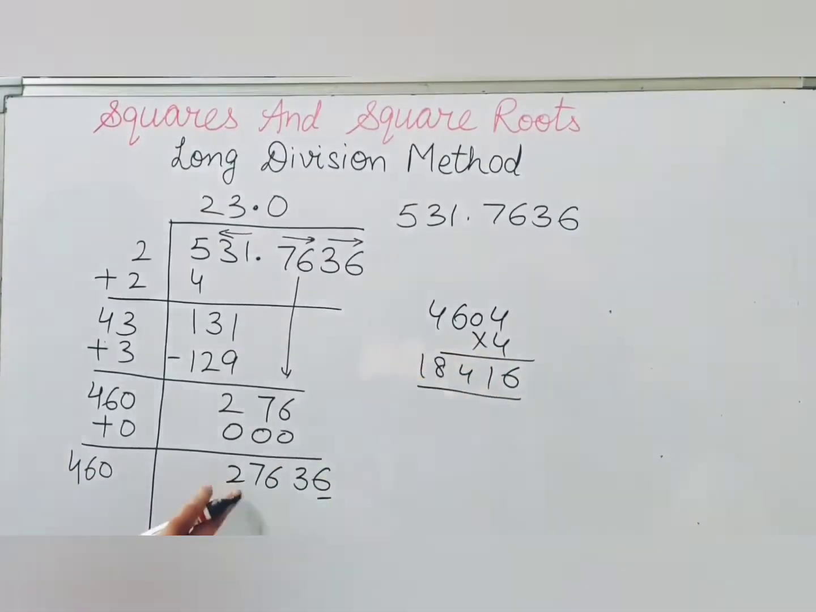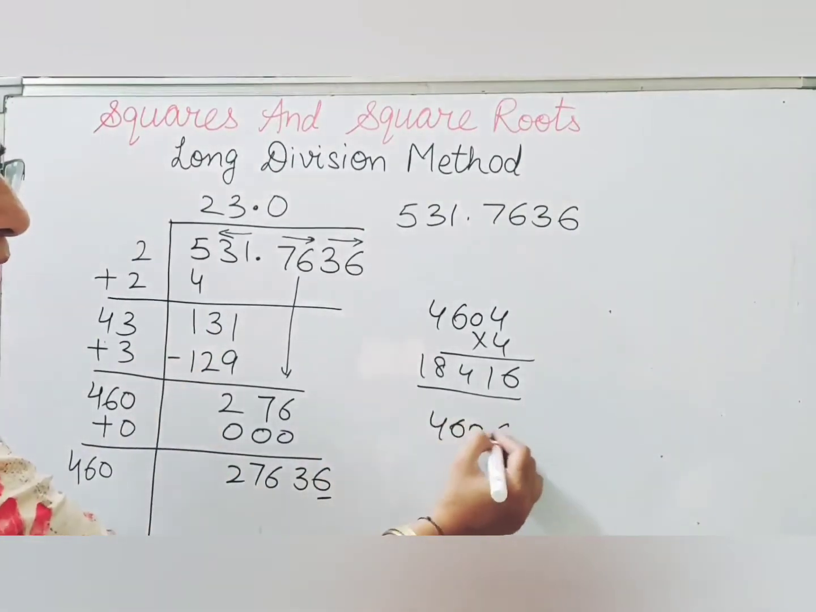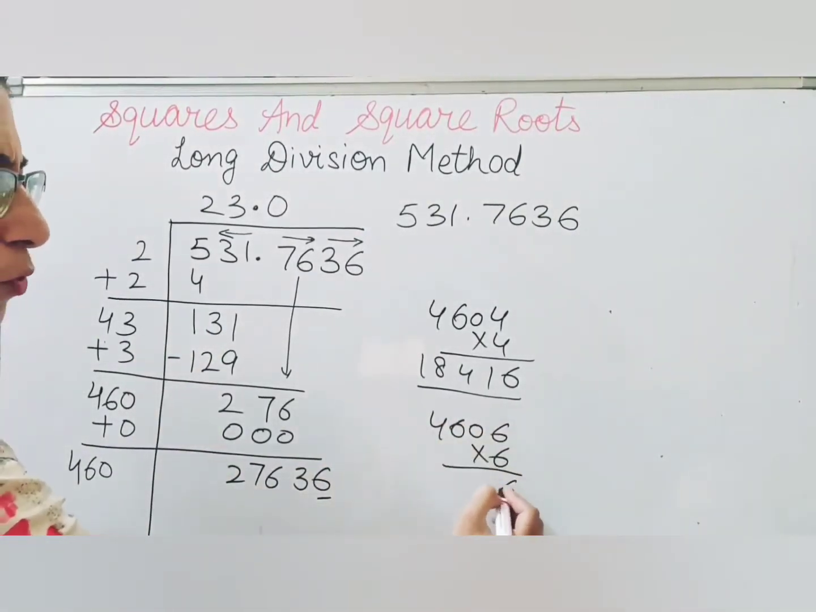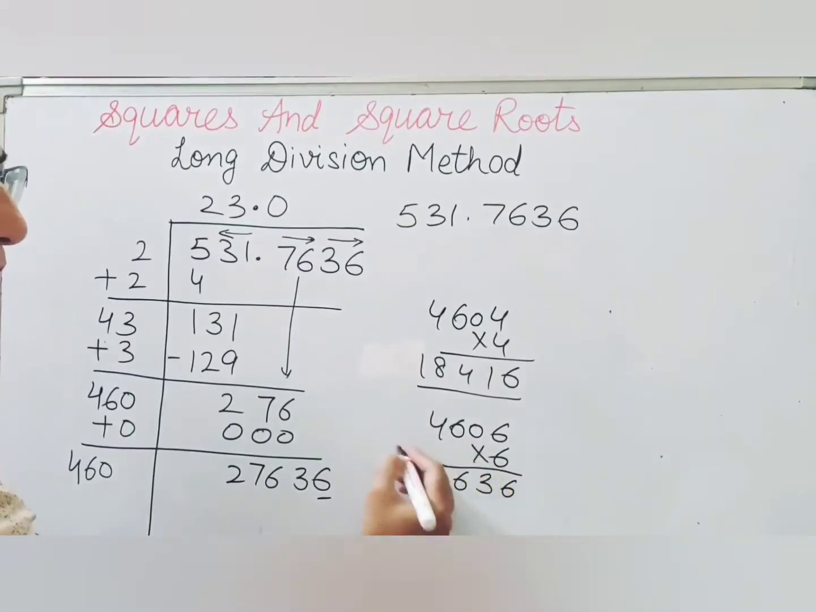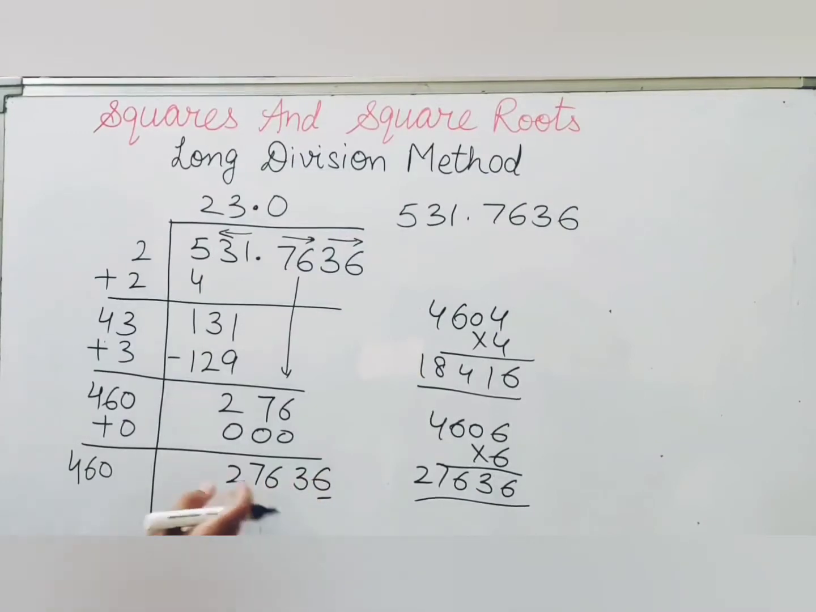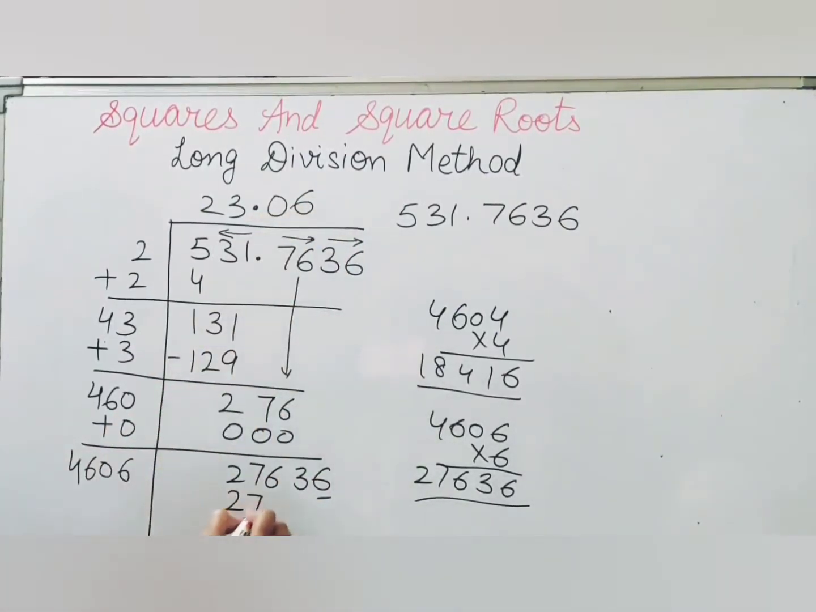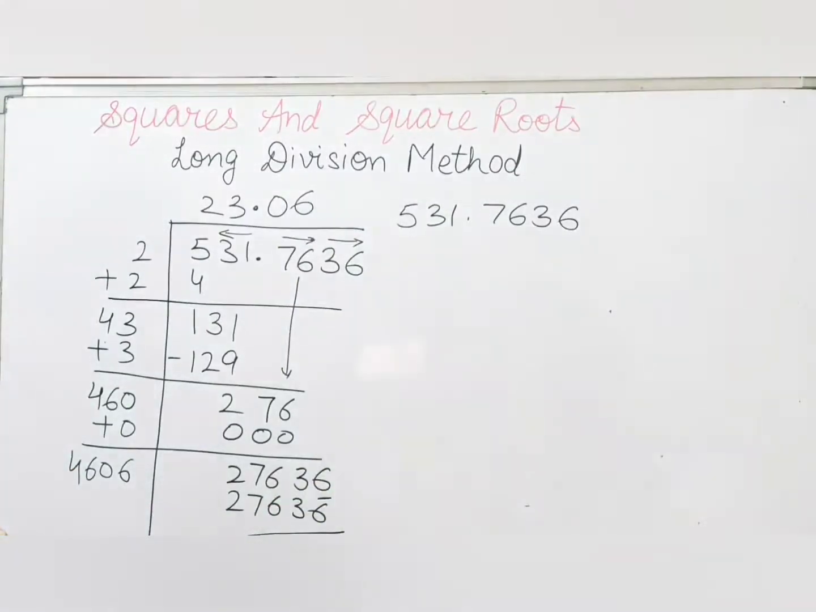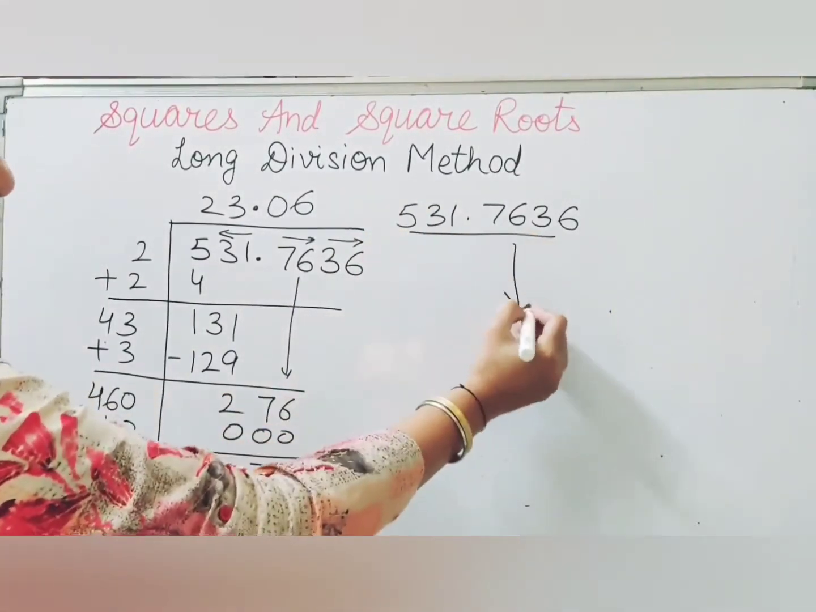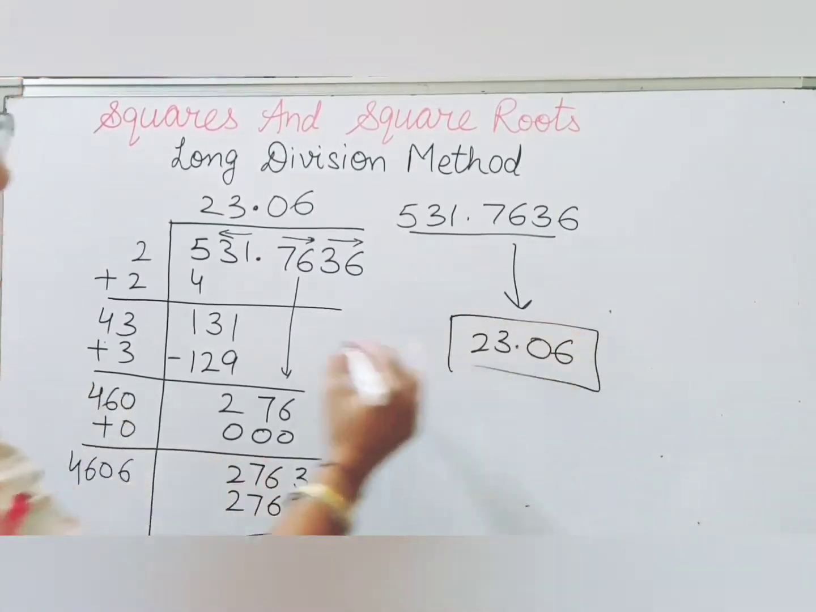This is less than this, and we will check 6 also. 4606 into 6, that would be 36, then 27. Yes, this is exactly equal to this number. That is why we will take 6 on this side and 6 on this side, and it is 27636, and the remainder is 0. So the square root of this given number is 23.06. This is the answer.